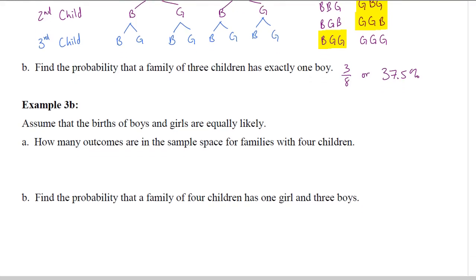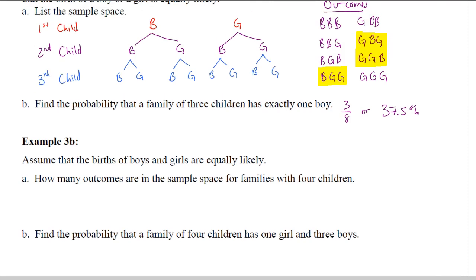Now let's look at the next example. It says, again, assume the births of boys or girls are equally likely. How many outcomes are in the sample space for families with 4 children? Now I don't want to take the time to redraw this table, so I'm just going to add to it. This time we're going to have a 4th child, so we'd have branches coming off of each of those previous for the 3rd child. Now the next question for part A, it says how many outcomes in the sample space for families with 4 children?